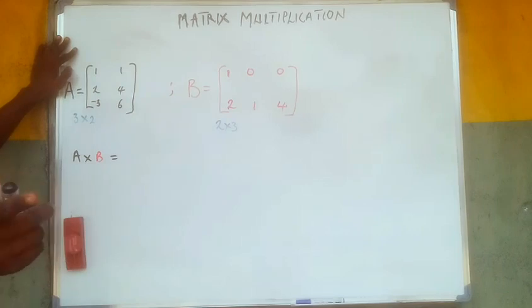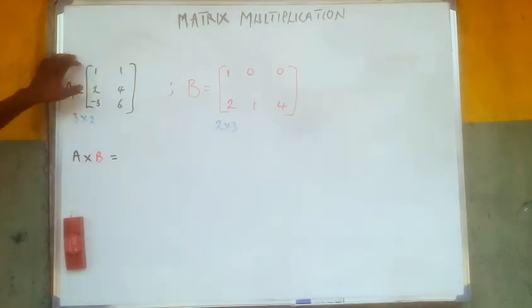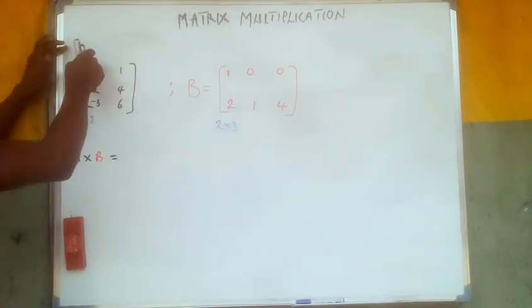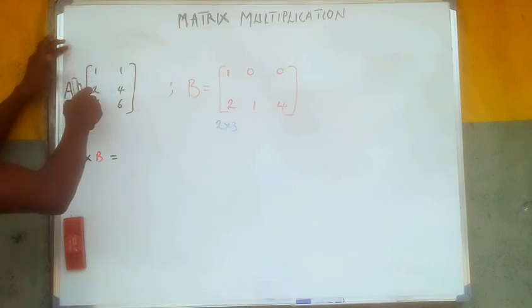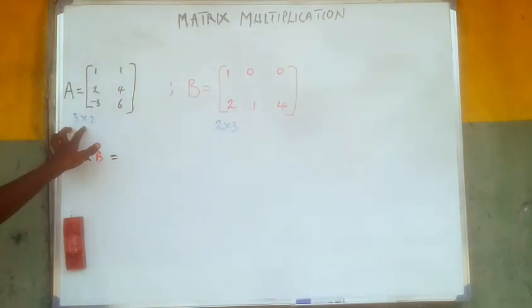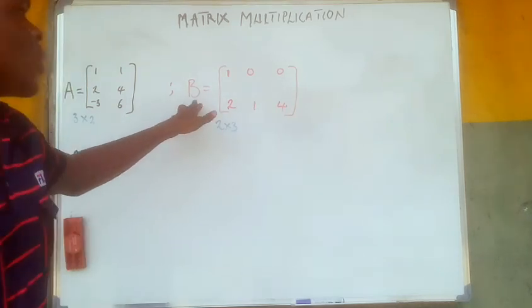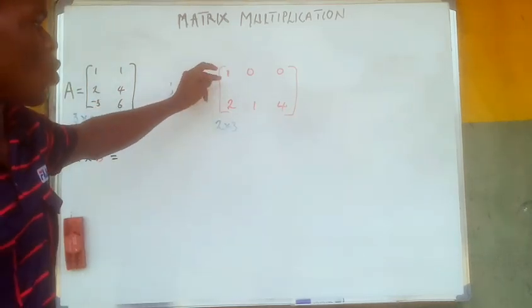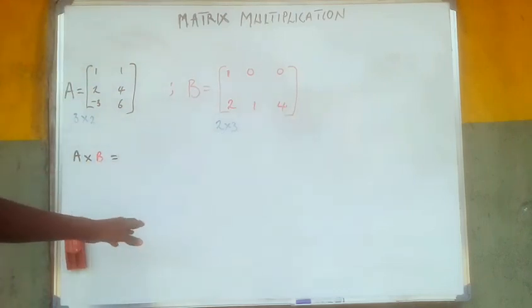Now look at the matrix A. Observe, we have 3 rows and 2 columns. Row 1, row 2, row 3, column 1, column 2. That is 3 rows, 2 columns, so a 3 by 2 matrix. We go over to matrix B. We have 2 rows, 3 columns. That is a 2 by 3 matrix.